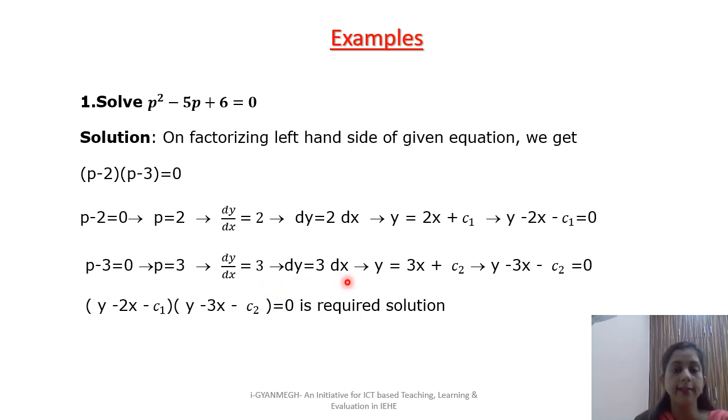Now, on integrating this, again, I'll get y on the left hand side, and that is equal to 3x plus c2. c2 is again the constant of integration, right? Now, we'll take all the terms on the left hand side: y minus 3x minus c2 equal to 0. Now, the required solution, as we have already discussed in the working rule, we'll write these two answers in the factors form. So, (y minus 2x minus c1)(y minus 3x minus c2) equal to 0. You can replace c1 and c2 by a constant c also. So this is the required solution.